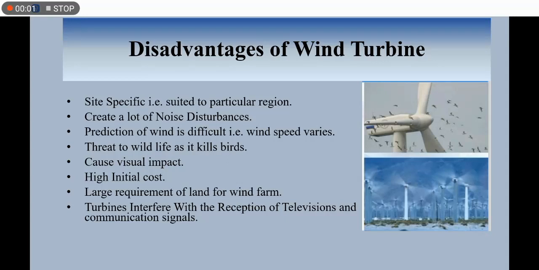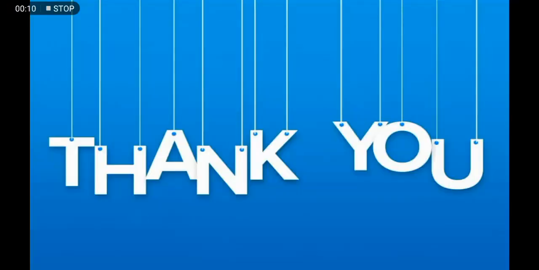And the last one is that prediction of wind is difficult when the wind changes speeds. That's all from my side.